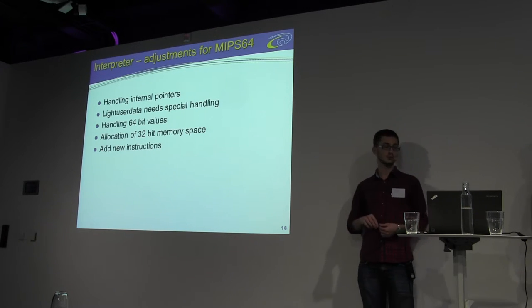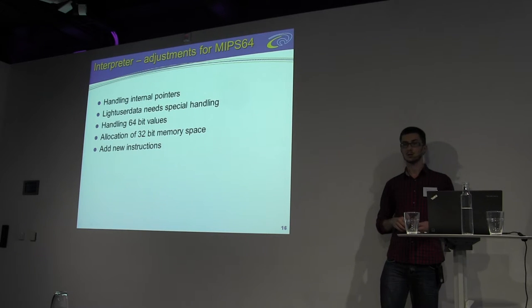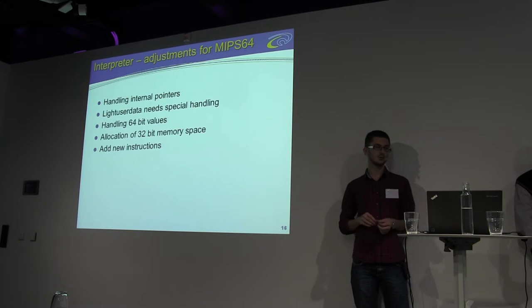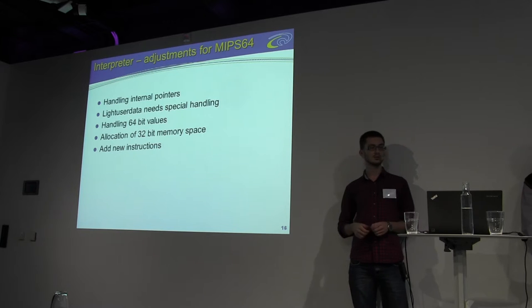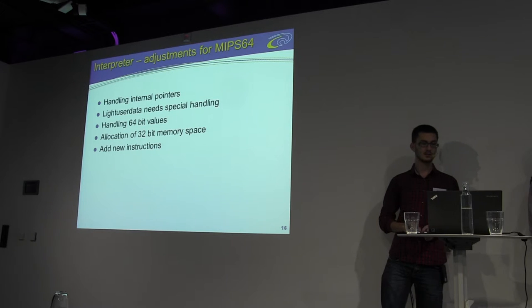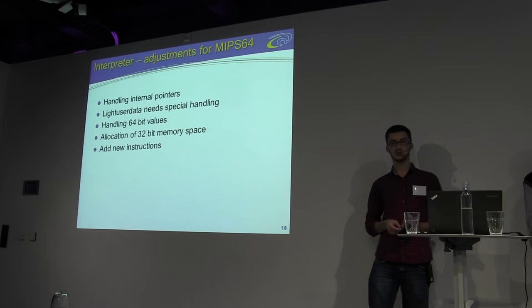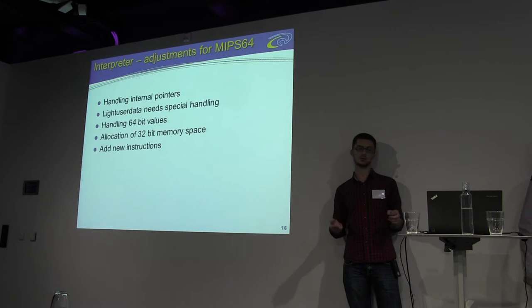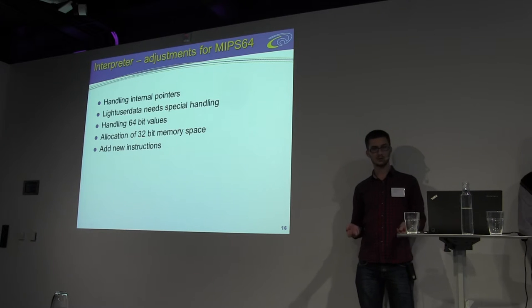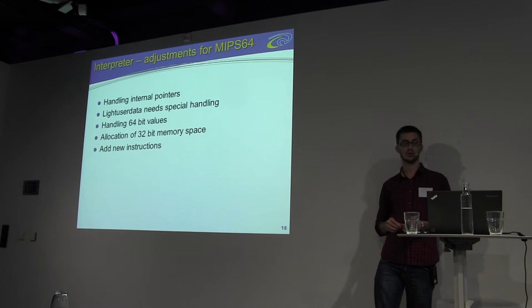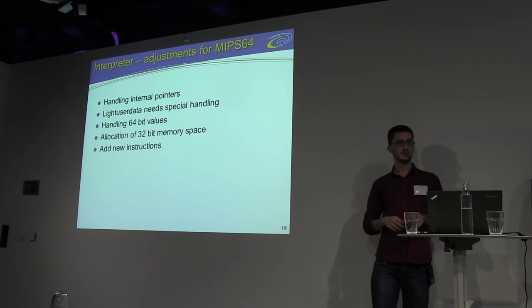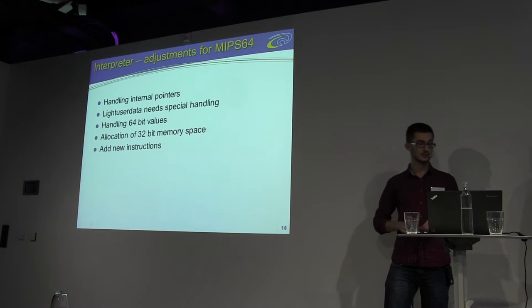The next thing is handling light user data. As you probably know, light user data is basically a void pointer, and its width also depends on the architecture. So, just like internal pointers, it needed special handling. Next are 64-bit values. In MIPS32, those values require two registers to load a 64-bit value, but in MIPS64 it requires just one register. This can also be found in a lot of parts of the code.